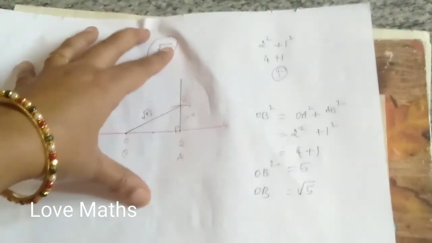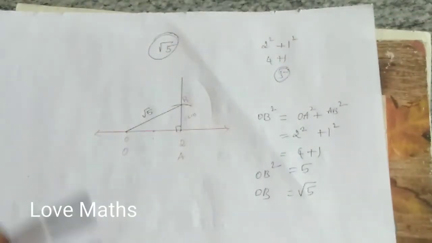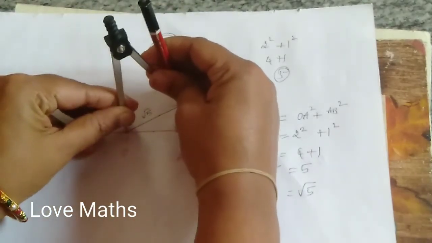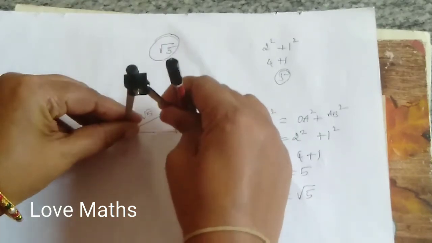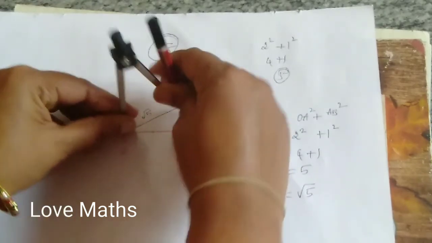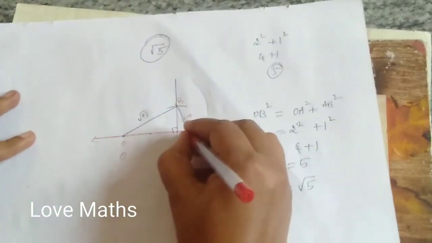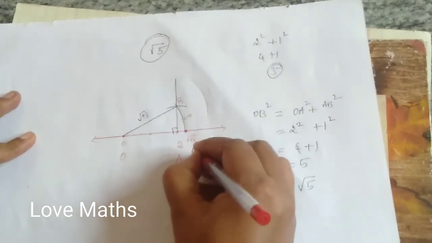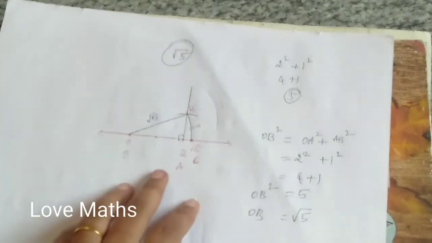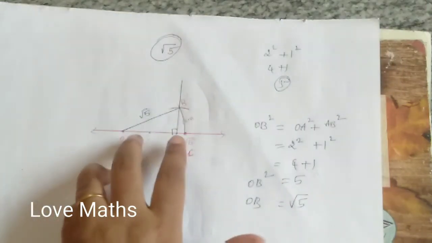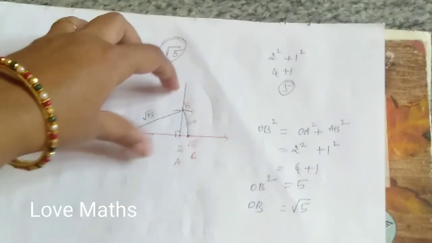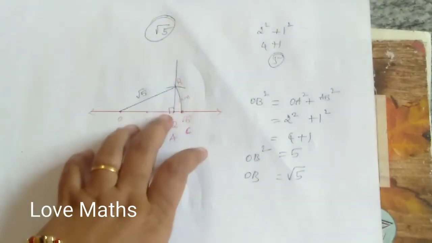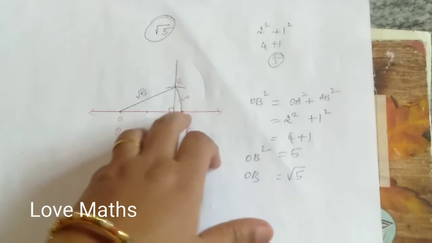Okay, but I want to locate it on the line. So how to locate? What is the step? From O to B, using a compass take a measurement and cut one arc like this. Now this point is root 5. You give the name C. Okay, how to draw root 5 is clear, because this is 2 centimeter, this is 1 centimeter. So using Pythagoras theorem we find that point C is root 5.